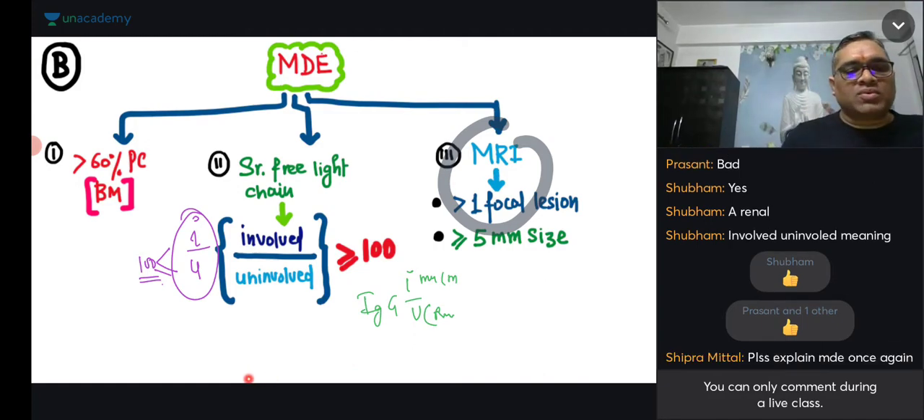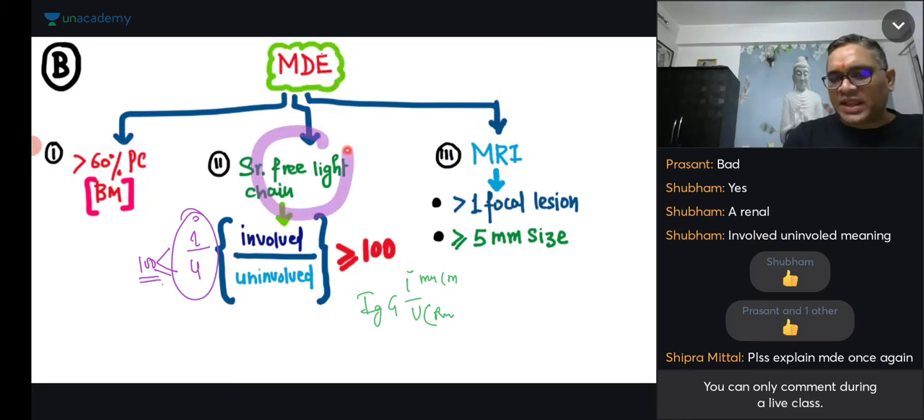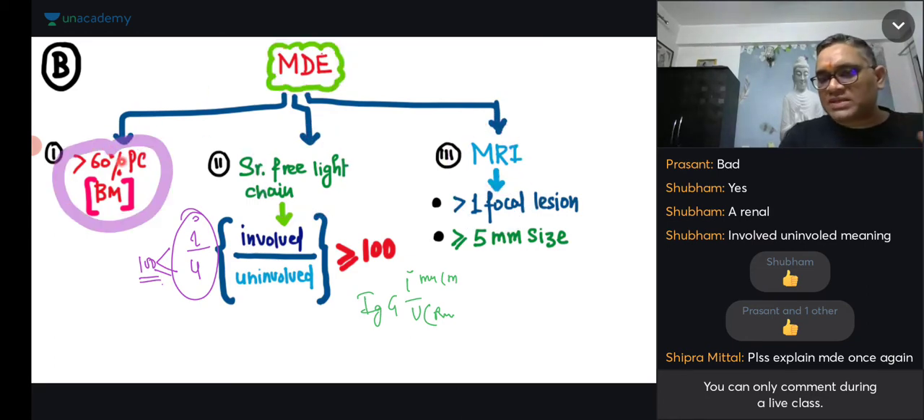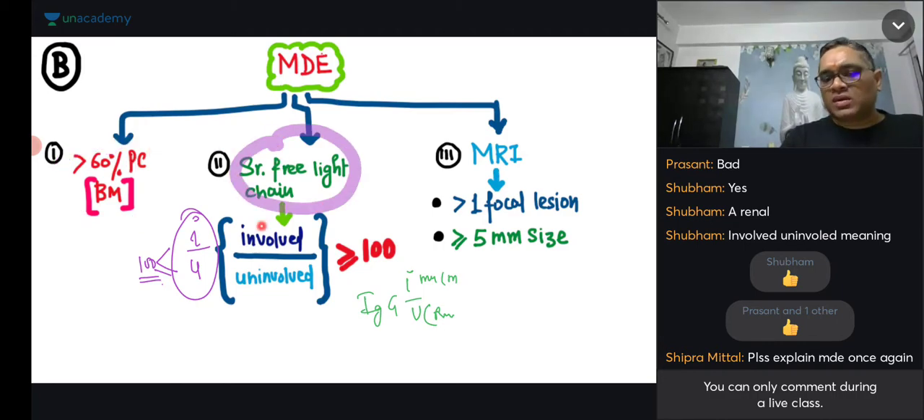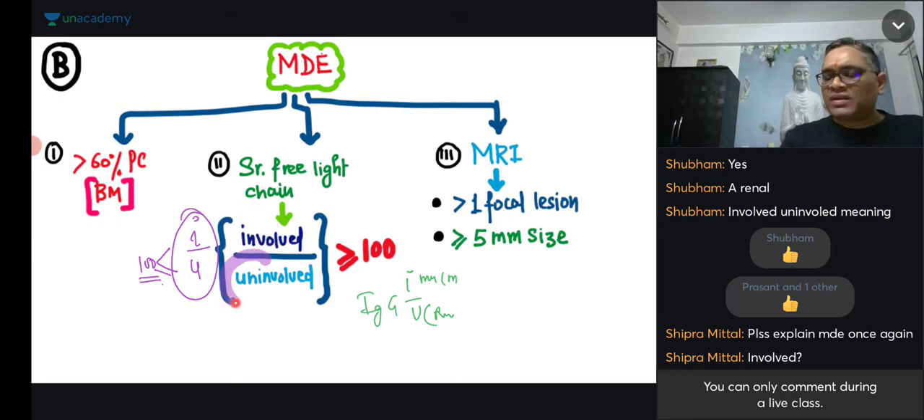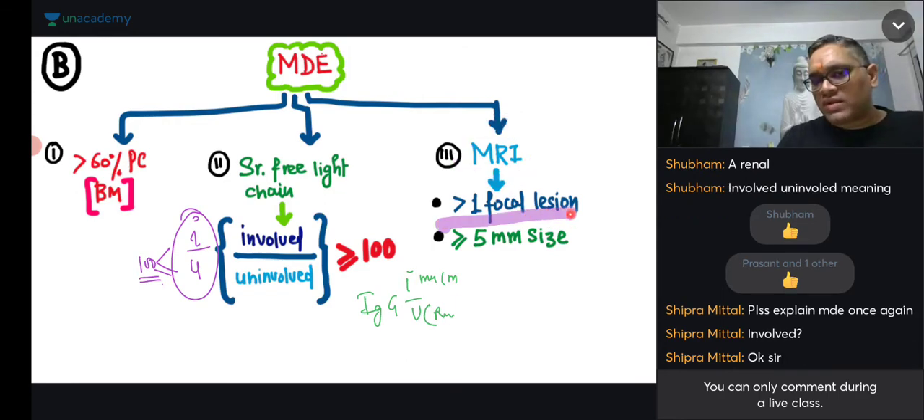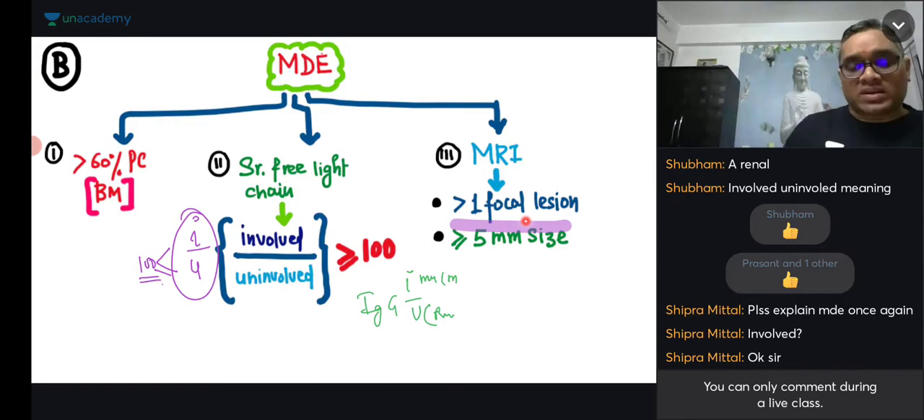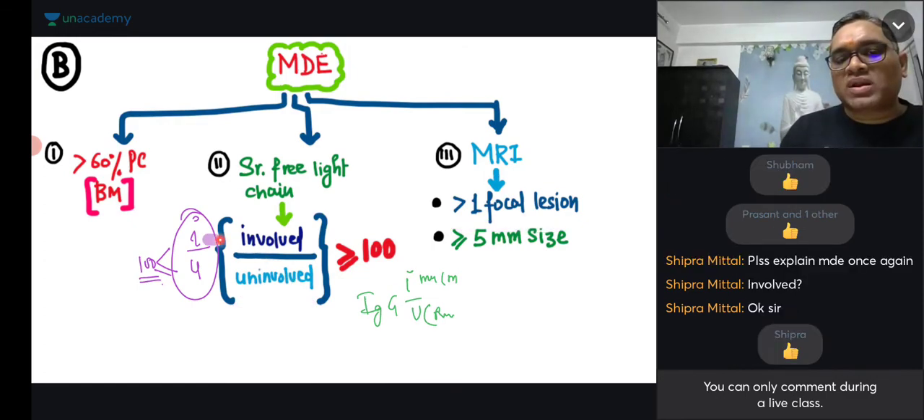One more time. Myeloma defining event is three things: bone marrow biopsy, serum light chain, and MRI. Bone marrow biopsy, more than 60% plasma cells. Serum free light chain ratio of involved to uninvolved should be more than or equal to 100. Involved means mutant, abnormal, the tumor one, and uninvolved is the normal one, so you check tumor divided by normal. MRI scan should show more than one focal lesion, more than 5 millimeter in size. Fine.